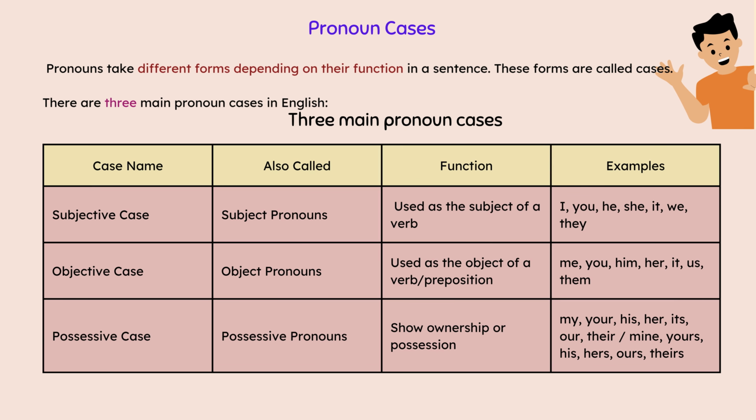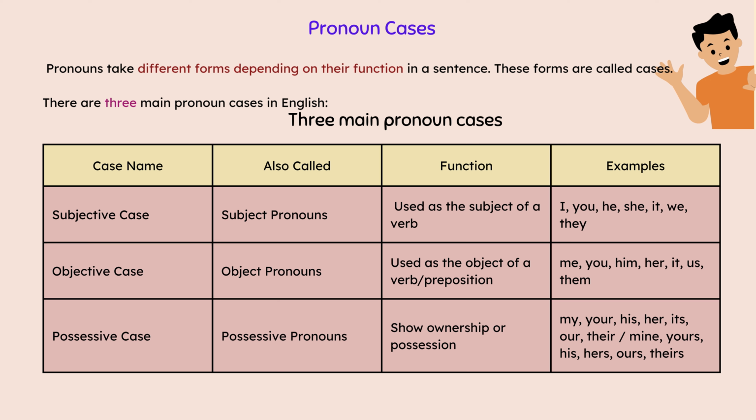Now let's understand pronoun cases. In English, pronouns change form based on how they function in a sentence. These forms are called cases. There are three main pronoun cases. Subjective case, also called subject pronouns. These are used when the pronoun is the subject of a verb. Examples: I, you, he, she, it, we, they. Objective case, also called object pronouns. These are used when the pronoun is the object of a verb or a preposition.